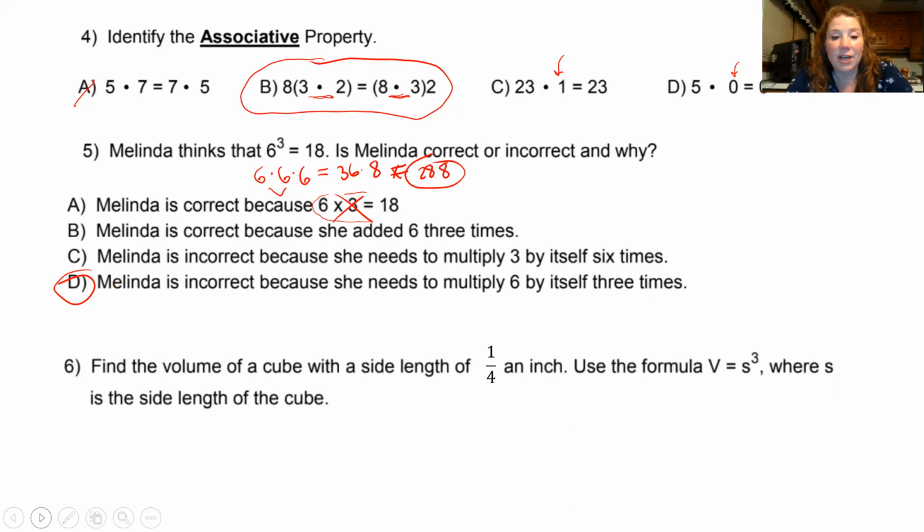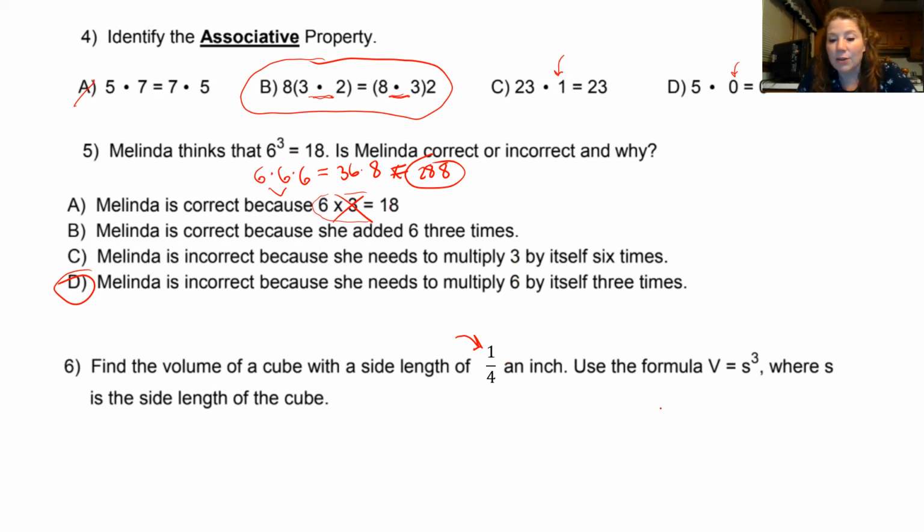Number 6, find the volume of a cube when a side length is 1/4 of an inch. This wasn't originally on the PDF, so anyway, I put it on the actual assignment page. So hopefully you guys saw that.